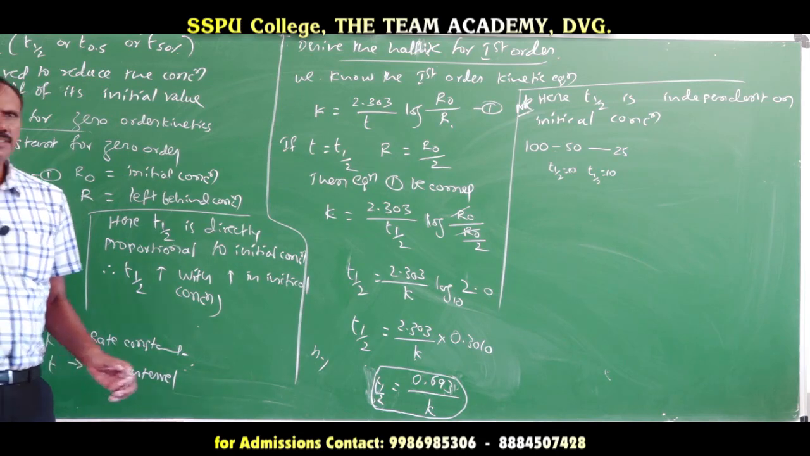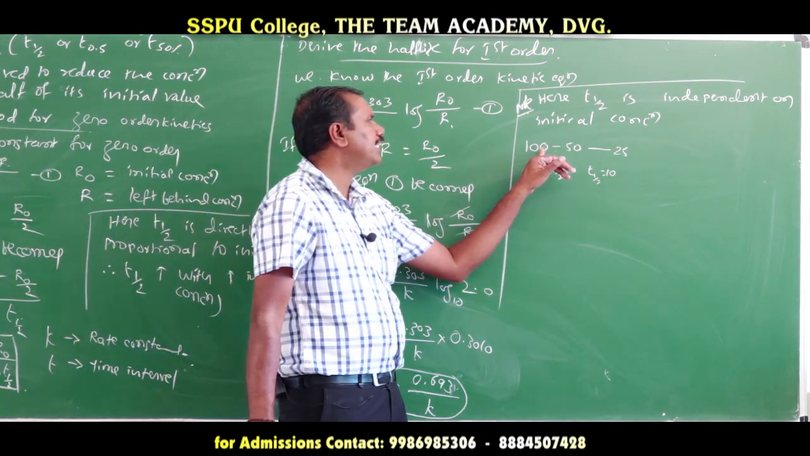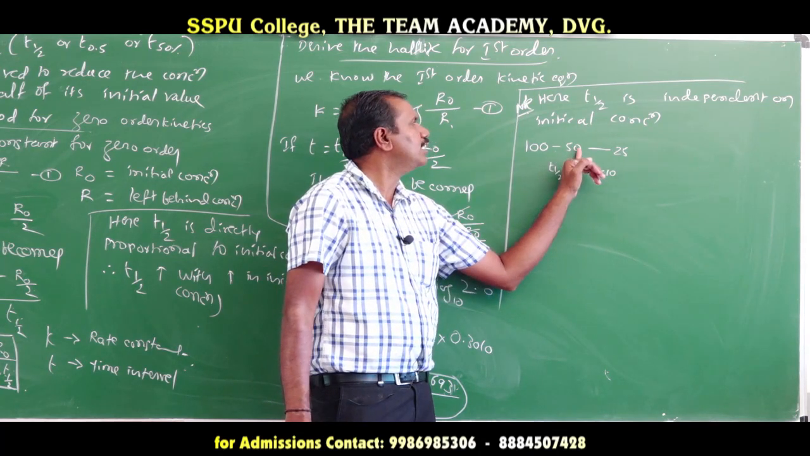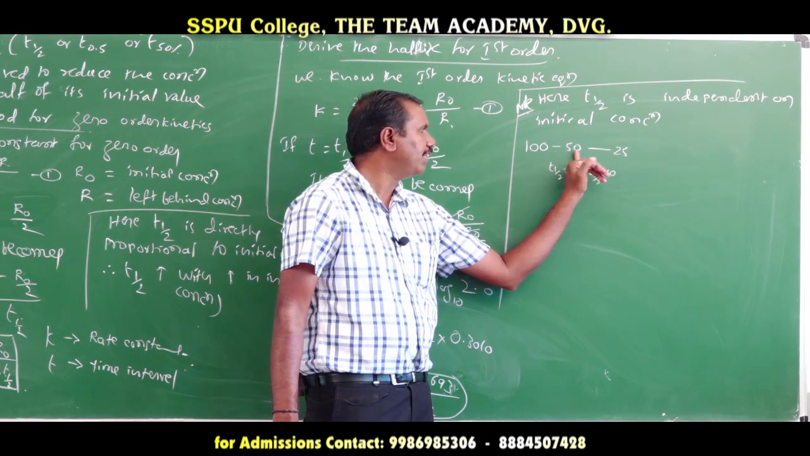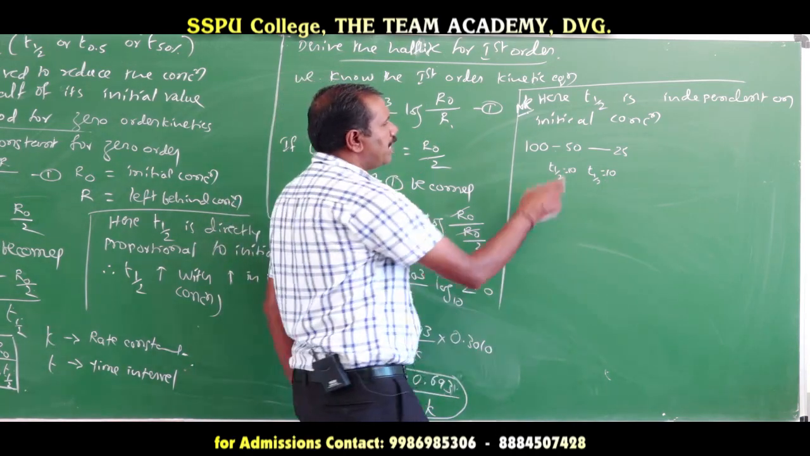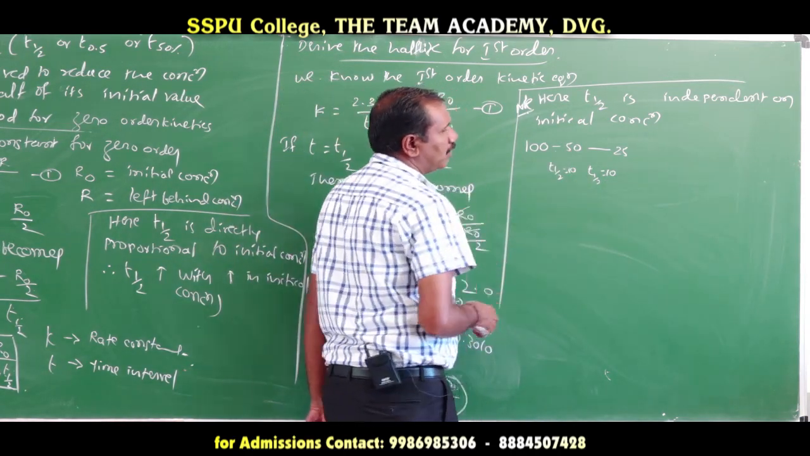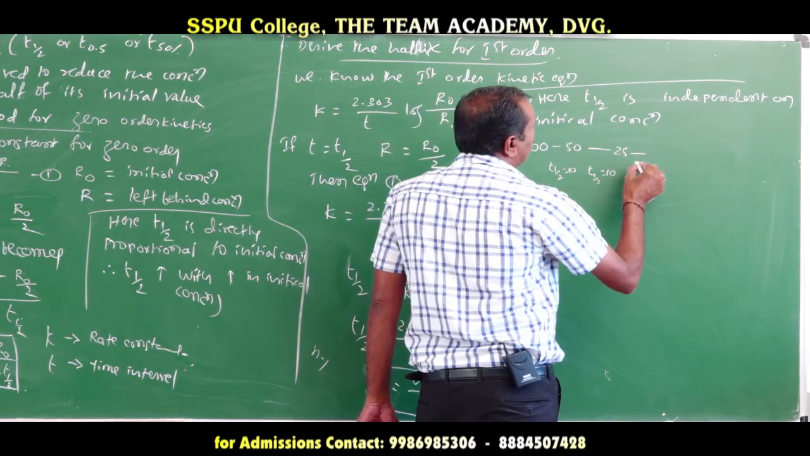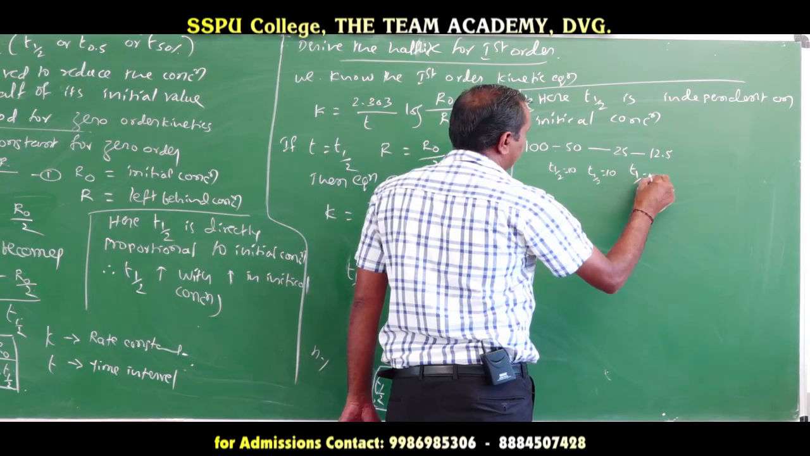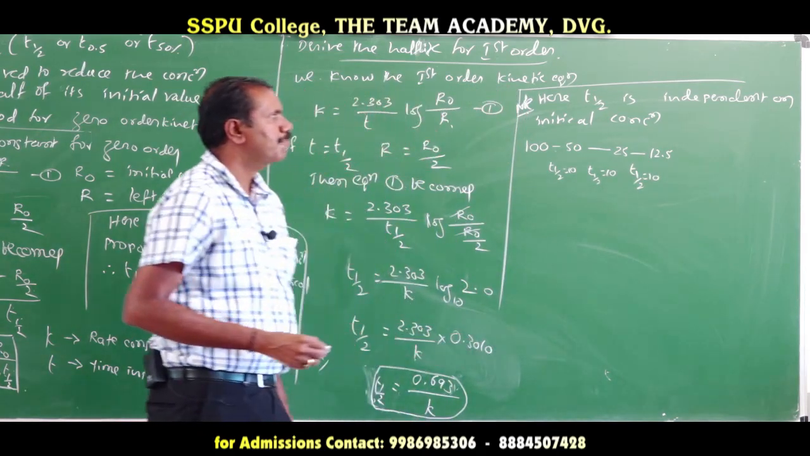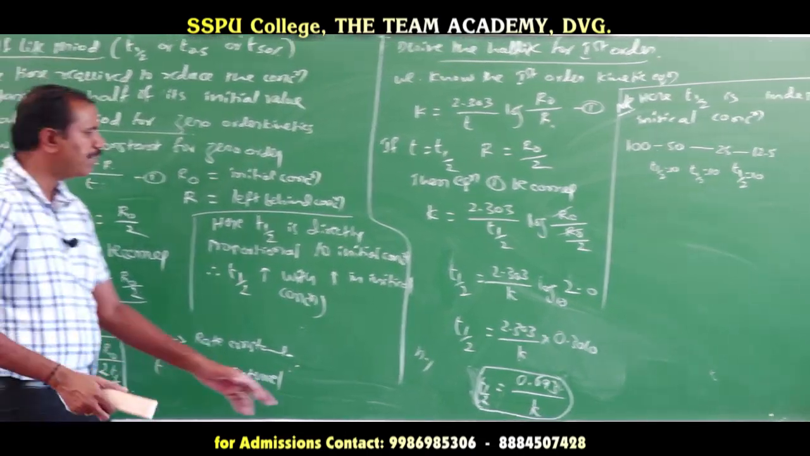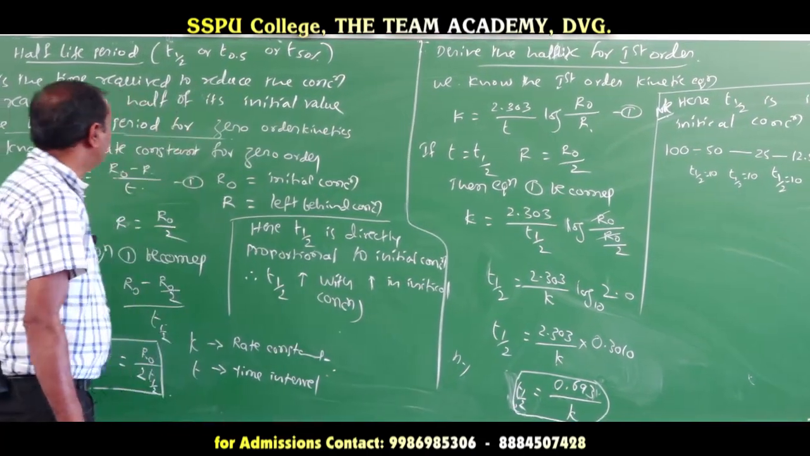Okay? Means if the initial concentration of reactant is 100, then the t half value is 10. If the initial concentration of reactant is 50, then also t half is 10 minutes only. Means it does not depend upon the initial concentration; t half remains constant. If 25 becomes half of its value, 12.5, then also t half becomes 10 minutes. Like that, it is independent of initial concentration.